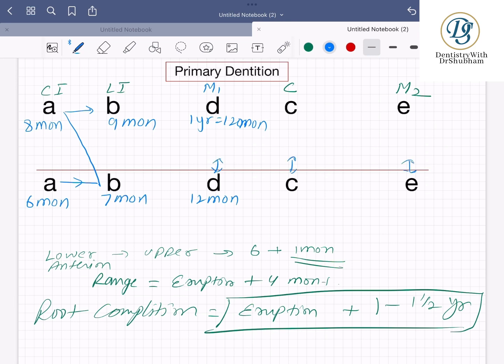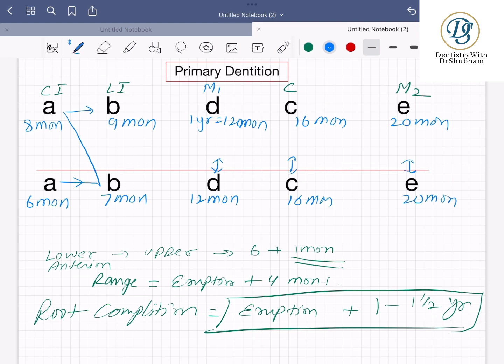But in sizes only, you just have to add 1 month. And then after the first molar, you just have to add 4 months. 12 months, 16 months, 16 plus 4, 20 months.